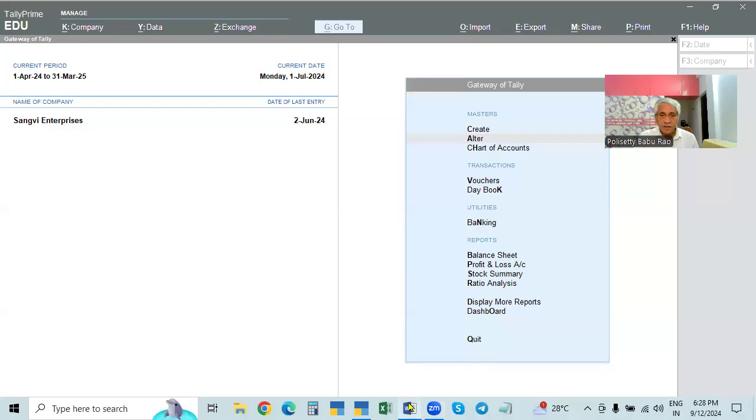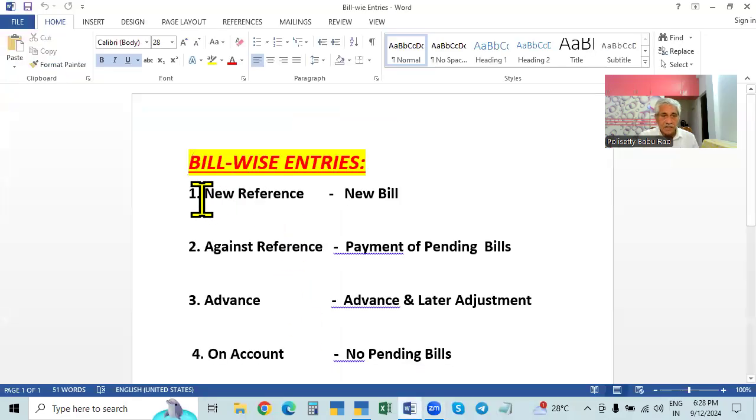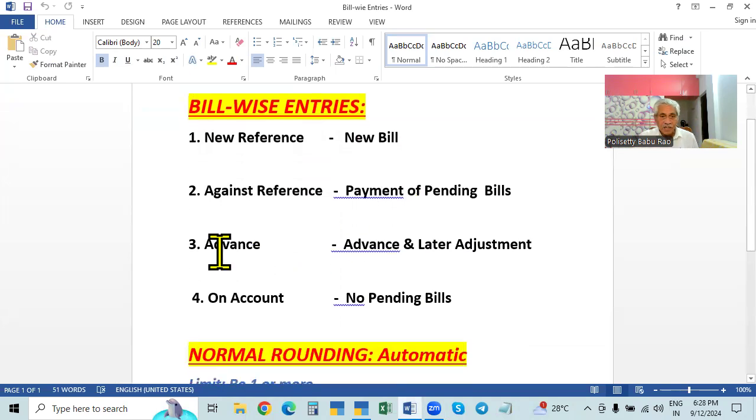See here, in the bill-wise entries, the first option is new reference. The second option is against reference, which is the payment of a pending bill, that is, payment to creditors or received from creditors. New reference is a new bill, when you are selling or purchasing. And the other two are advance and on account. First, we will take up advance.